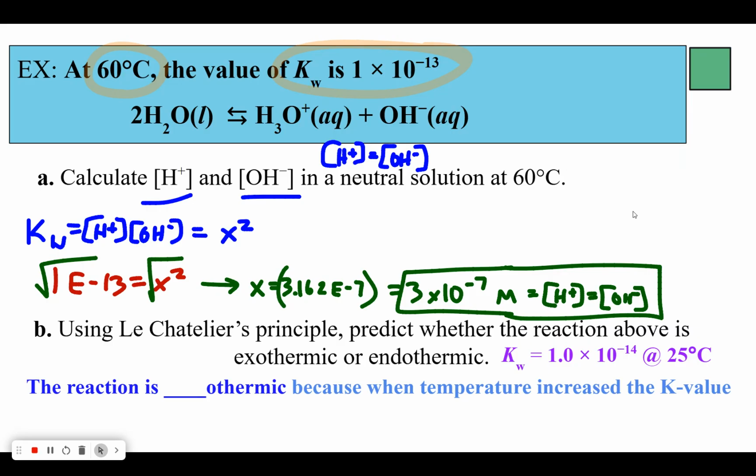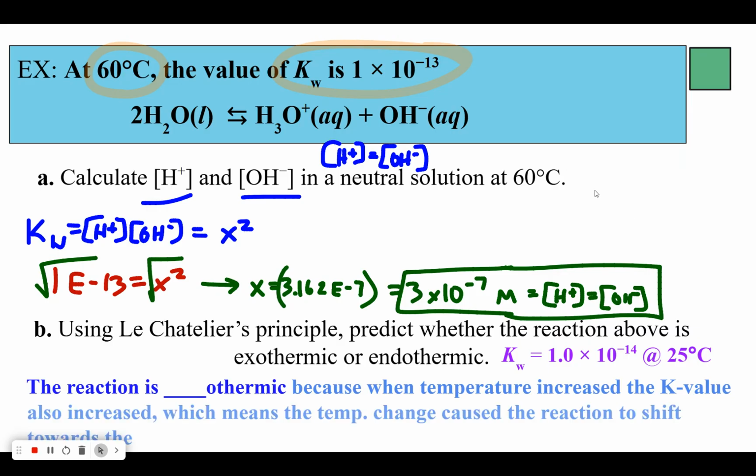When temperature increased from 25 to 60 degrees, the K value did what? It's hard facts no one can argue with. Well, it went from 1e negative 14 to 1e negative 13. That means it got bigger. So the K value also increased, which means that temperature change that we saw happen, the 25 to 60, caused a reaction to shift towards which side? Reactants or products. Well, my K value is getting bigger because my exponent's getting smaller. So if it's getting bigger, that means that we shifted towards the product side.